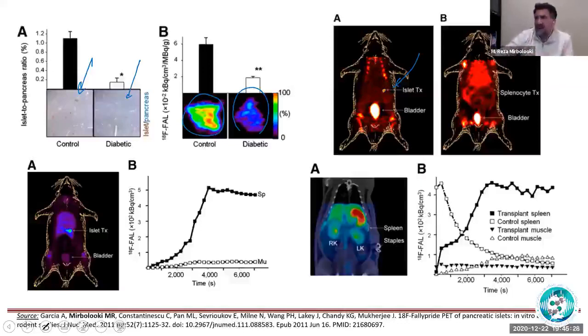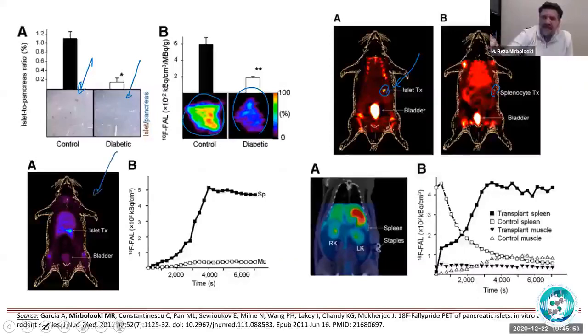So you can see that this is the place where we transplant them, in the spleen. As a control, we just transplanted splenocytes with the falipride. The splenocytes were not able to retain the falipride, so you don't see that much activity. And then here you can see these pre-labeled islets. So that was one activity.